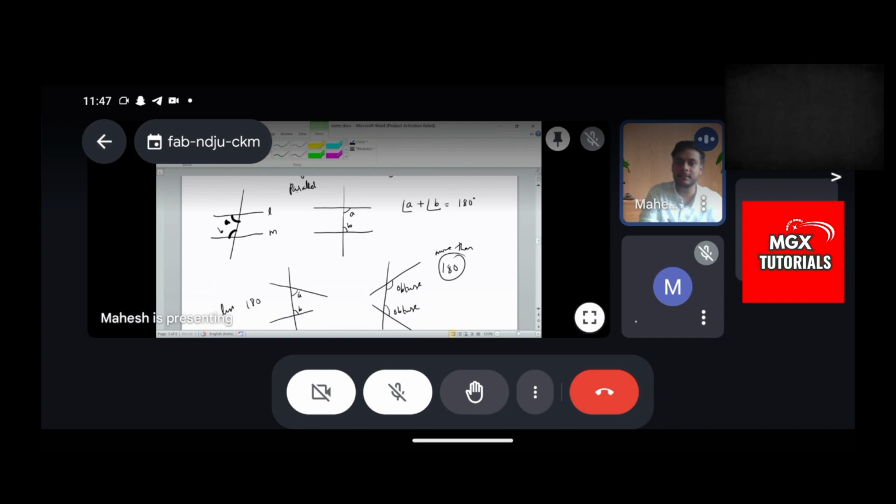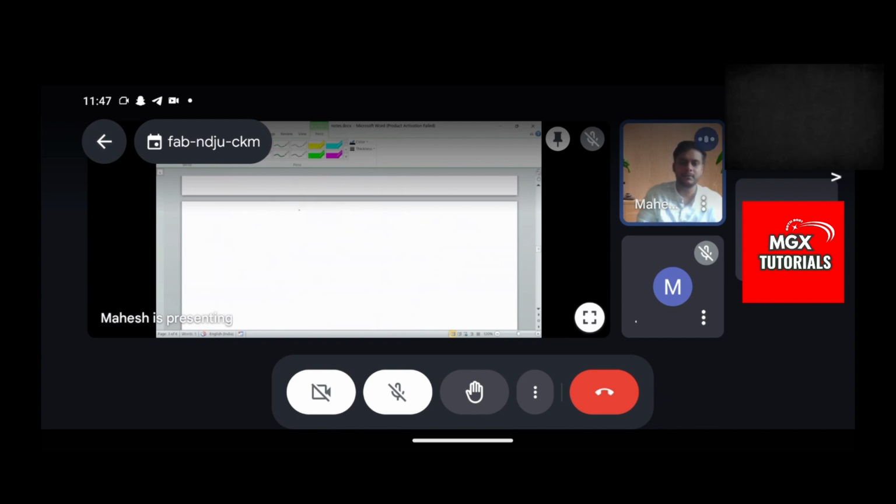When lines are parallel, see here, why I will tell you. It's not mandatory to be 90 degrees. Think this is one line, this is one line. If I draw it like this, then only they will be 90 degrees. Yes or no? The intersection, if it is like this, then only 90 degrees will form. Think if the intersection is like this. Can you make 90 degrees here?